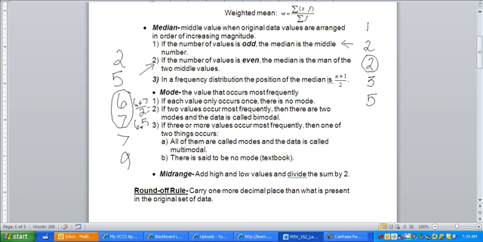Mode is the value that occurs most frequently. If each value occurs only once, we say there is no mode. Don't put 0 because that could be a possible mode. If two values occur most frequently, there are two modes, and the data is called bimodal. Bi meaning two, bimodal. If three or more values occur most frequently, then one of two things occurs. Either all of them are called modes, and the data is called multimodal.